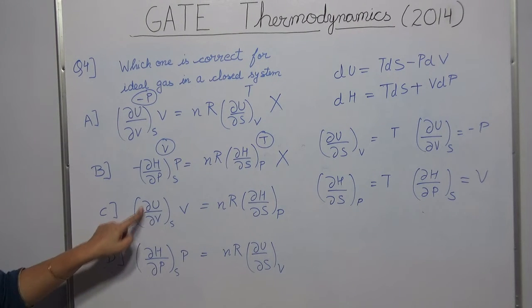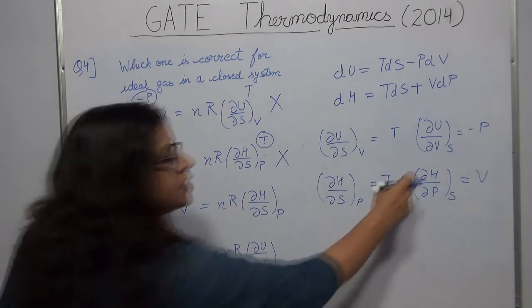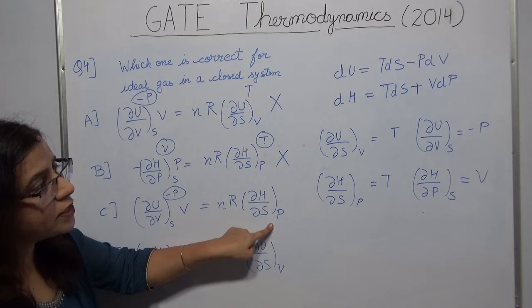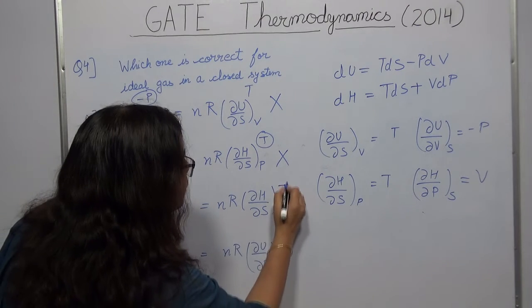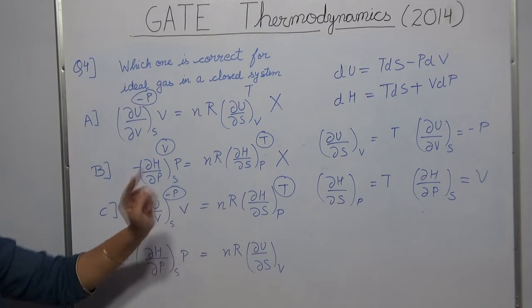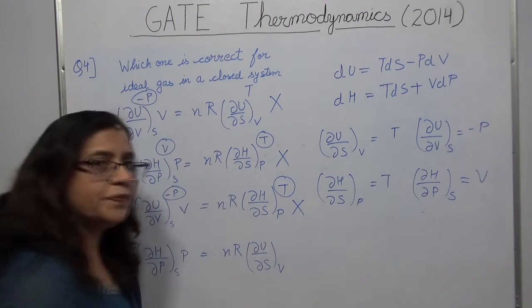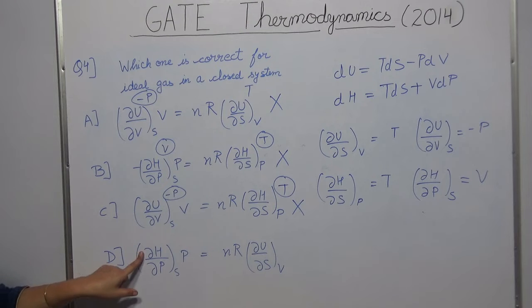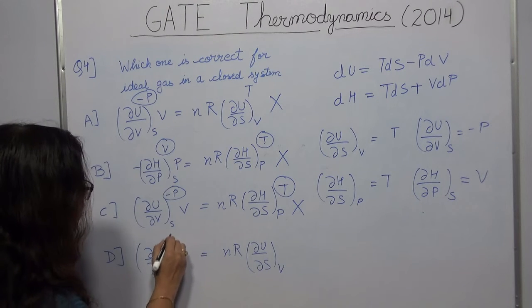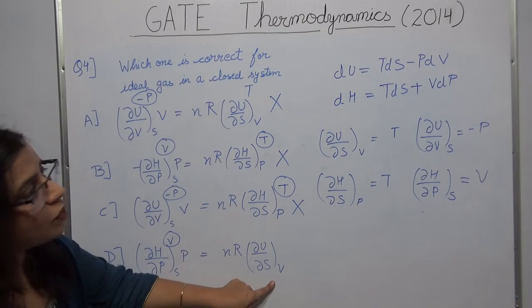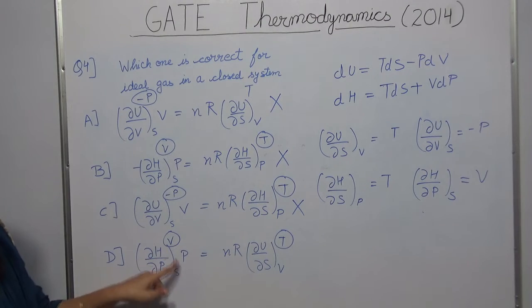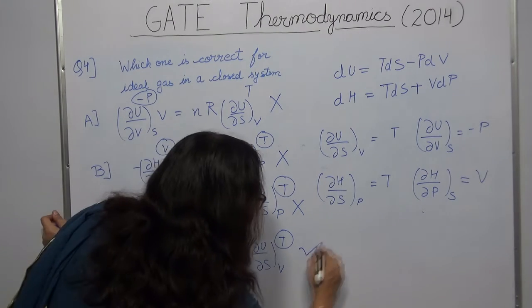Now what is this? Del U by del V at constant S is equal to minus P. And what is del H by del S at constant P? That is equal to T. So now this equation again takes the form of minus PV is equal to nRT. There is an extra negative sign, so this is again wrong. Now let's see this. Del H by del P at constant S is equal to V. Del U by del S at constant V is equal to T. So this equation takes the form PV is equal to nRT. So option D is correct.